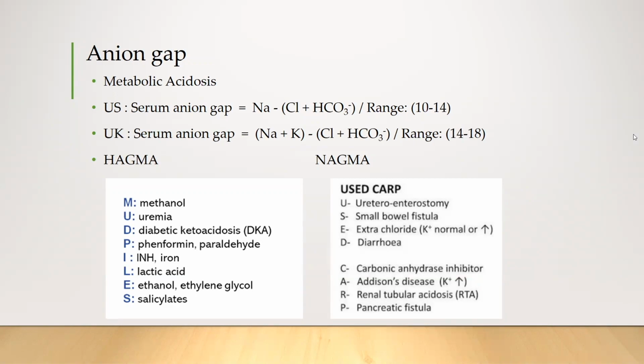And for the normal anion gap metabolic acidosis, the mnemonic for me is just use carb basically. So ureteroenterostomy, fistula, extra chloride, diarrhea, carbonic anhydrase inhibitor like acetazolamide, Addison's disease, renal tubular acidosis, as well as pancreatic fistula. So based on this, we can know what is happening to our patient based on ABG alone.